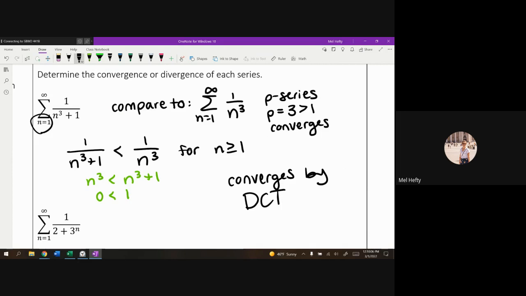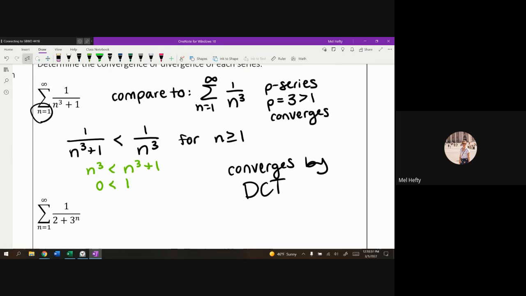Now, the problem with direct comparison tests is if that inequality is not true, I can't use direct comparison tests. So for example, if that had been n cubed minus 1 and that fraction was bigger than the fraction we're comparing to, I can't draw a conclusion. So normally with direct comparison, it's going to be a very simple change from the series we're comparing it to, and it has to be in the right direction. Let's try a couple more.